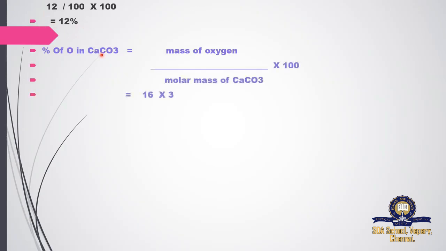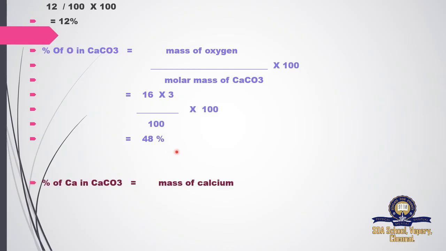Next, we need to find out the percentage of oxygen in calcium carbonate. What is the mass of oxygen? The atomic mass is 16 and here it has 3 atoms, so 16 into 3 by the total molar mass of calcium carbonate, which we already have, it's 100, and then into 100. Cancelling these 100s, we get 48 percent. 16 into 3, the 48 percent. In this compound, we have 48 percent of oxygen.